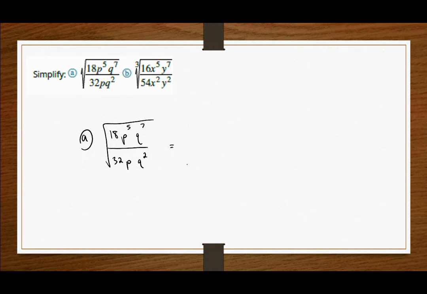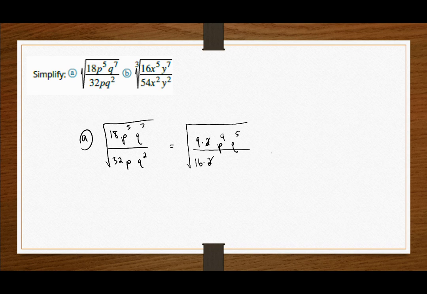In this case, we could split this up as well by reducing the variable terms. P to the 5th divided by p. Again, we would subtract those exponents to make quick work. 18 we could write maybe as 9 times 2, 32 as 16 times 2 to discover that they have a common factor. Again, reducing the fraction for the variable terms just involves subtracting their exponents. So we get p to the 4th and q to the 5th when I reduce.